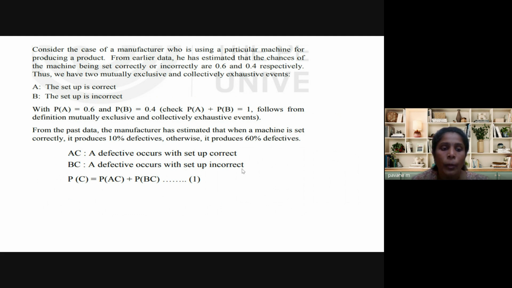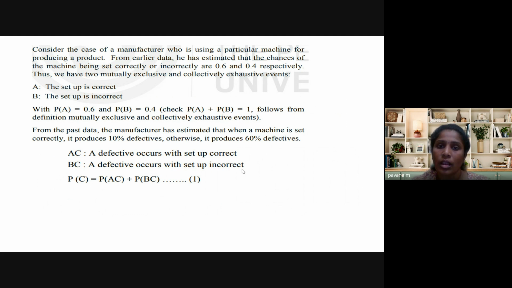Okay. Now from past data, the manufacturer has estimated that when the machine is set correctly, it produces 10% defective items. Here C means defective items. Okay, so we already discussed in the Bayes theorem, you have A and B exclusive events.